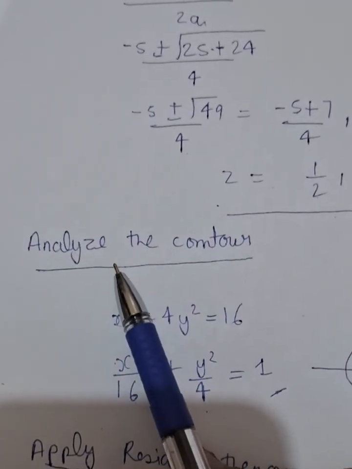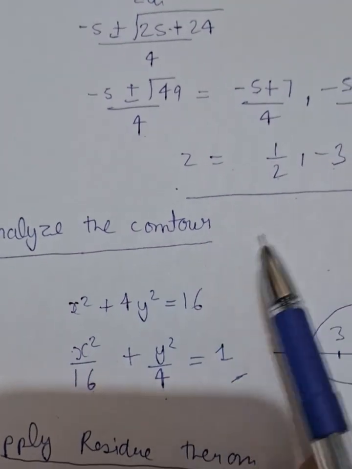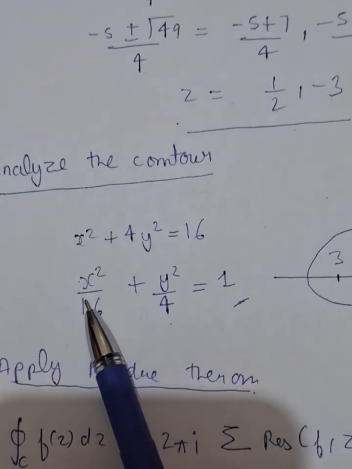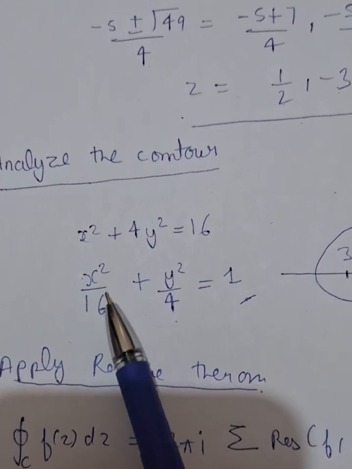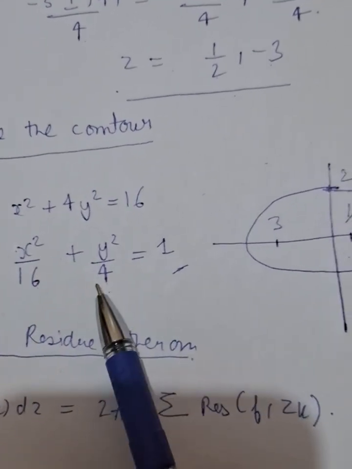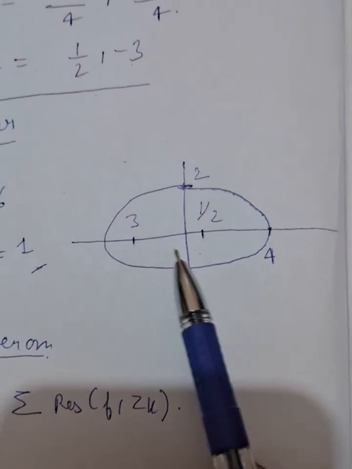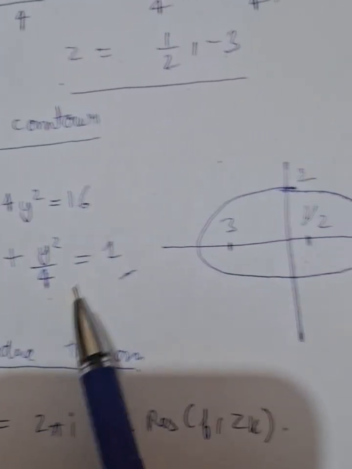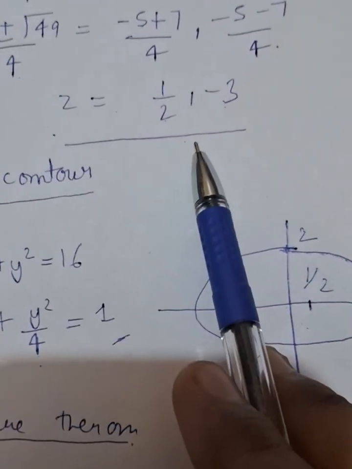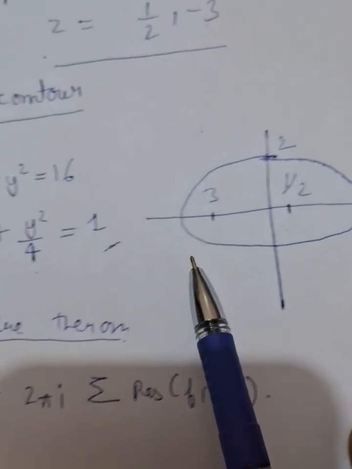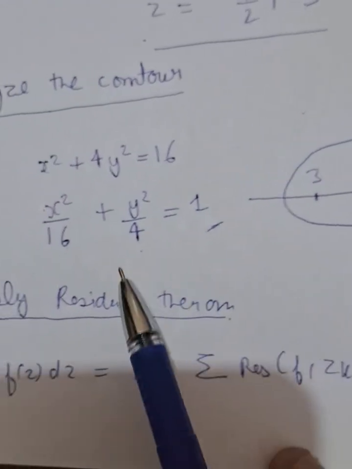Then we further analyze our contour, which is an ellipse given as x squared plus 4y squared equal to 16. We write it in its standard form, x squared upon 16 plus y squared upon 4 equals 1, and then we plot it. On our x-axis we have 4 and on the y-axis we have 2. Then we look at our z values and find that both values lie inside our contour, so we have to perform the integration for both points.